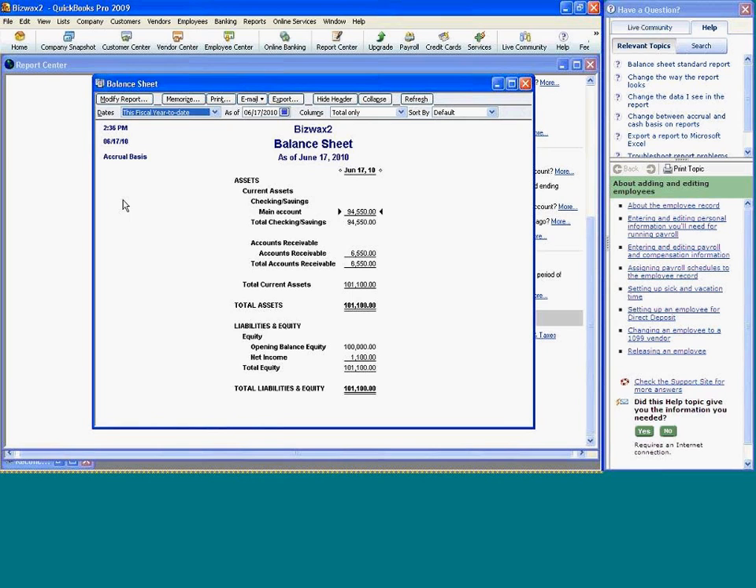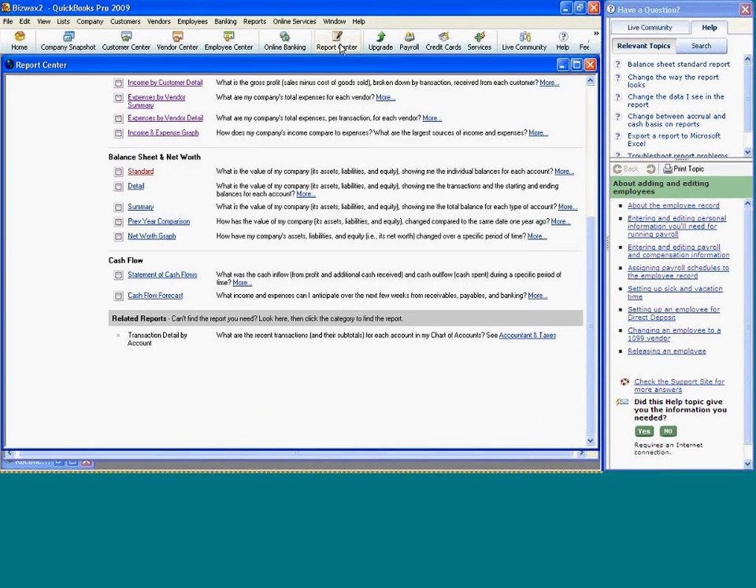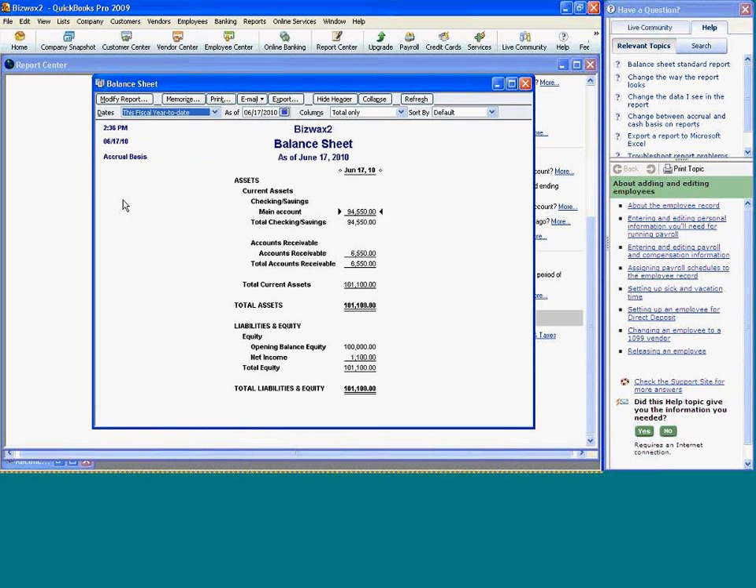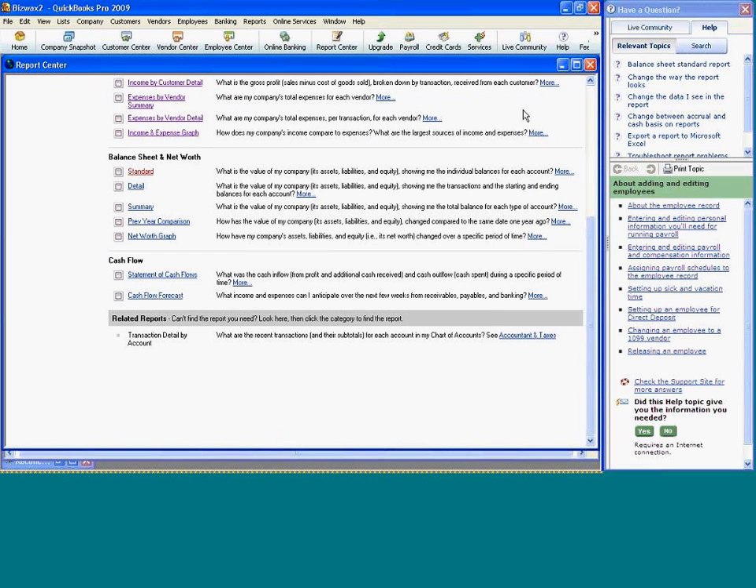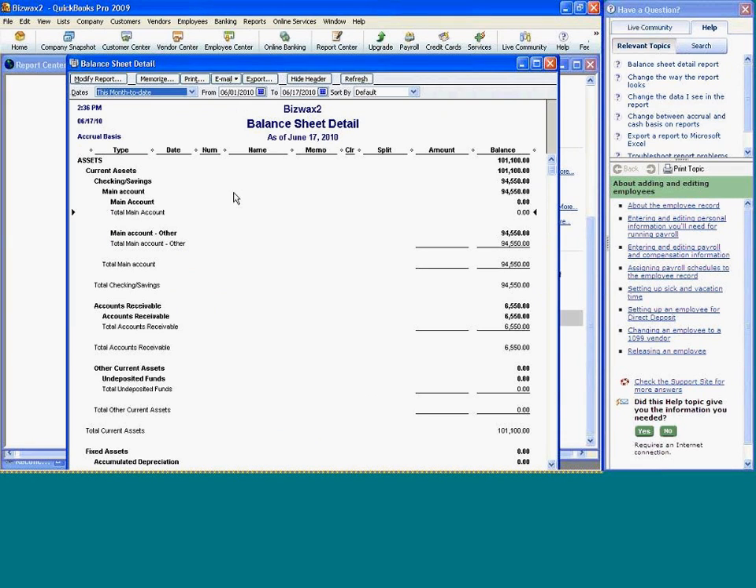So I did the deposits. And now we go to the report center and look at it. This is slightly different because we've deposited things and there's no outstanding deposits. So then the detail of the balance sheet.